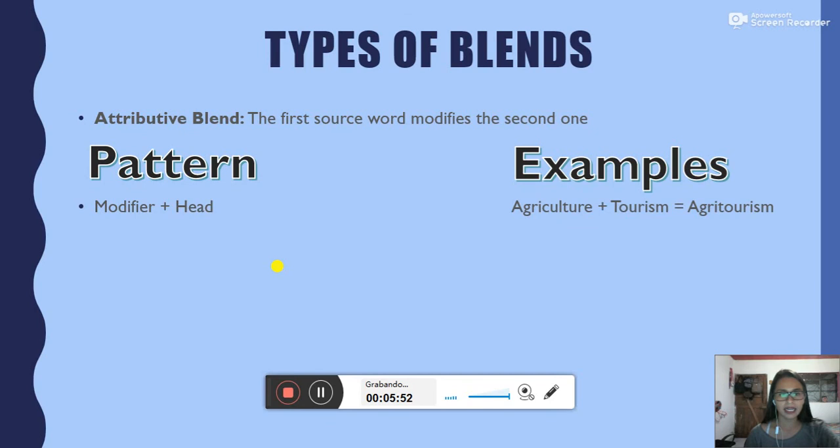And the last type is attributive blend. The first source word modifies the second one. For example, agriculture plus tourism results in agritourism. This is the modifier word, but this is the important word.